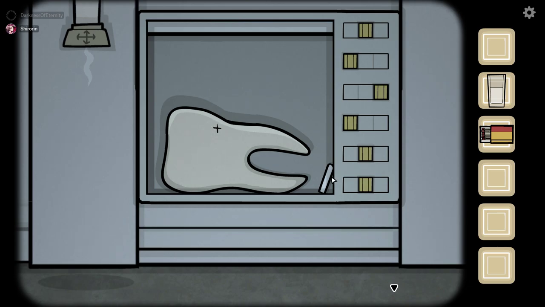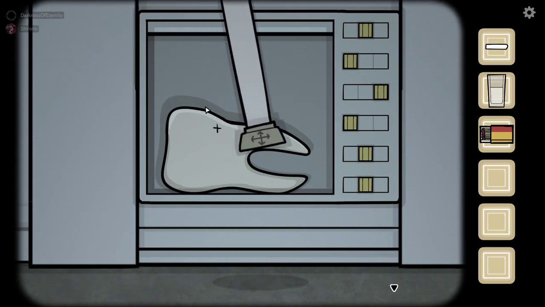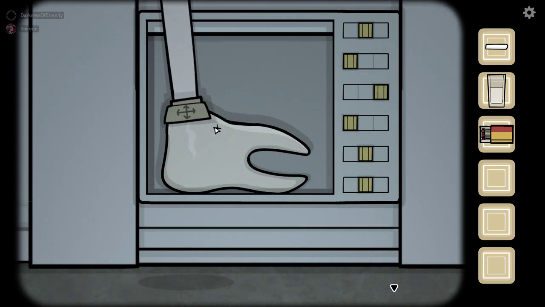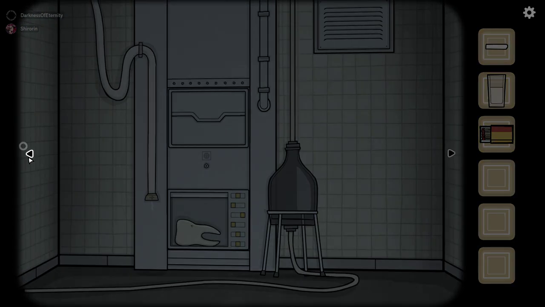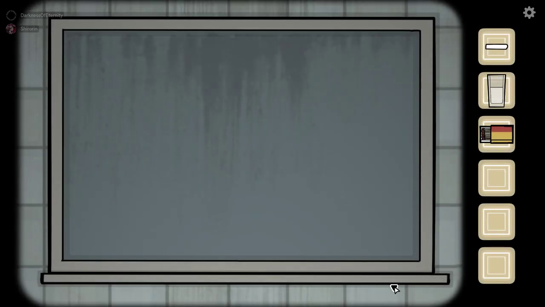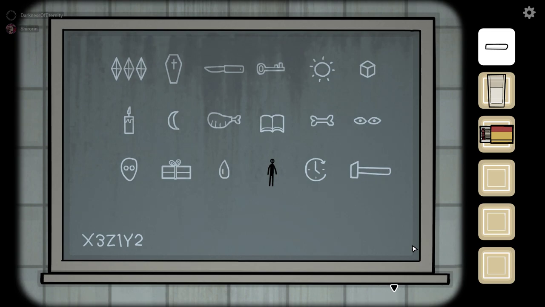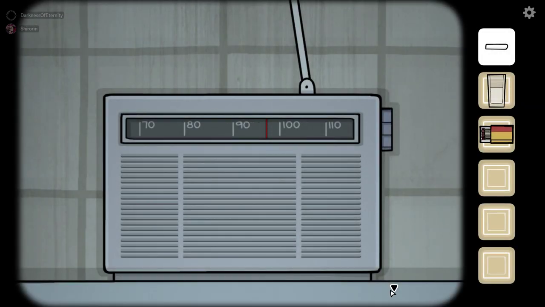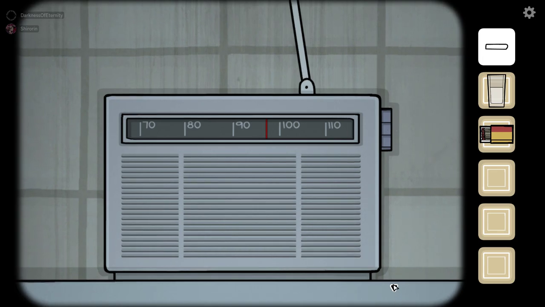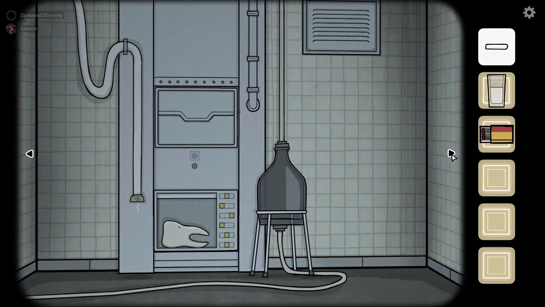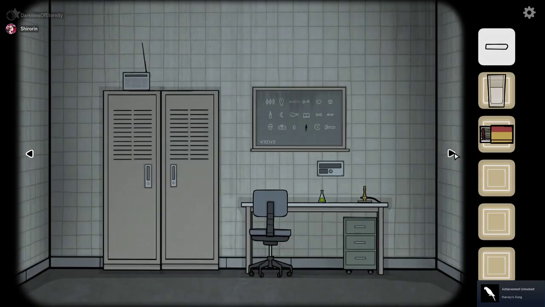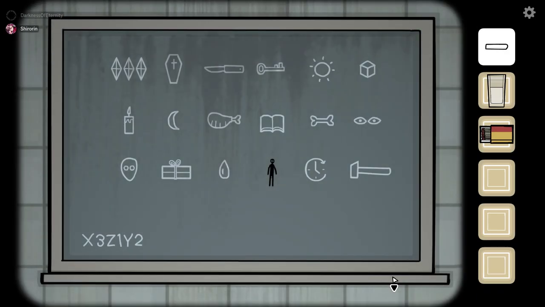Ooh, I got a tool. Or not. What's that, the chop? What does it do? Alright, I got a chop. Okay, I have a code for you. Okay. X, 3, Z, 1, okay. Y, 2. Okay, so when the ones are underlined here, coffin, wait. Eyes. Okay, what is it? Okay, tell me.